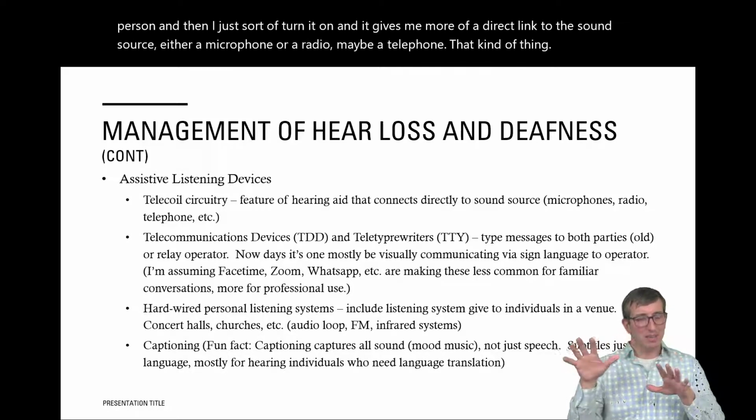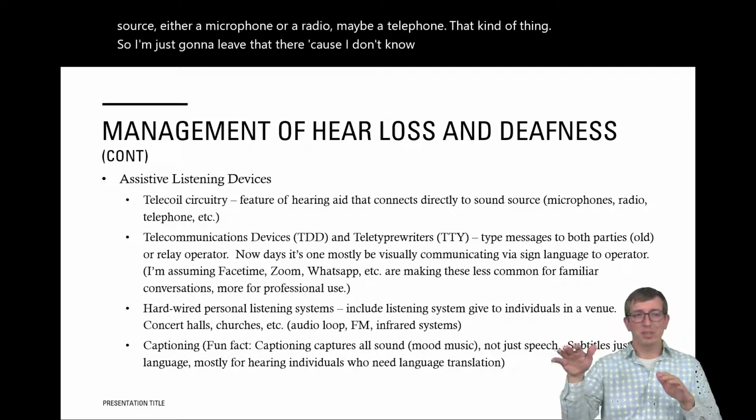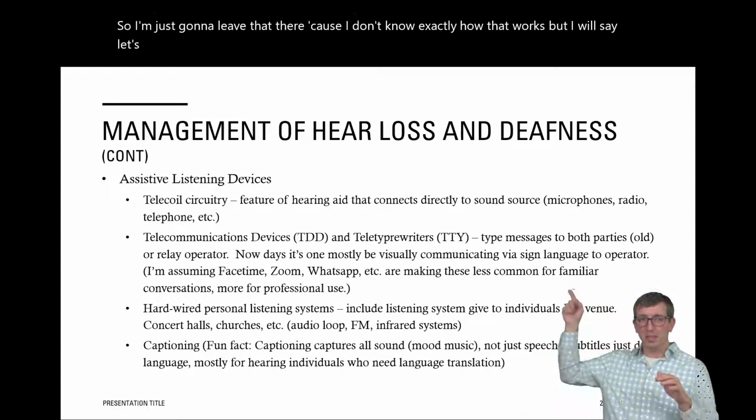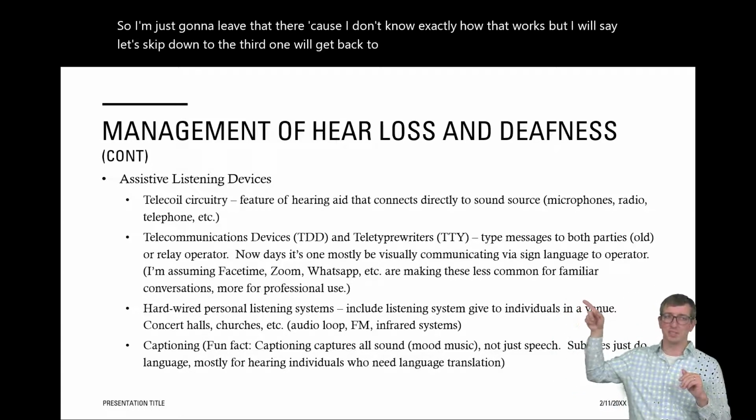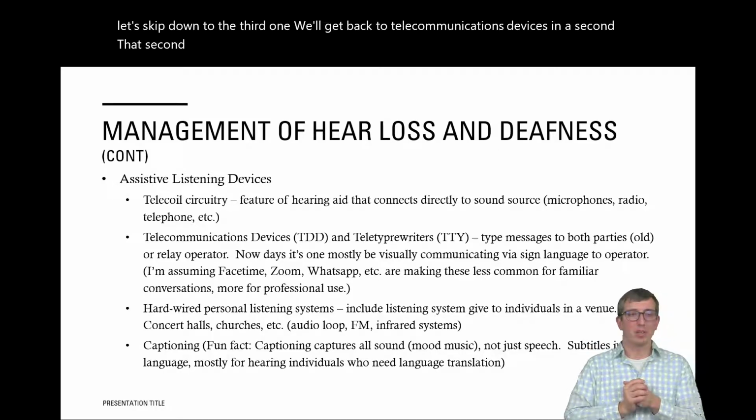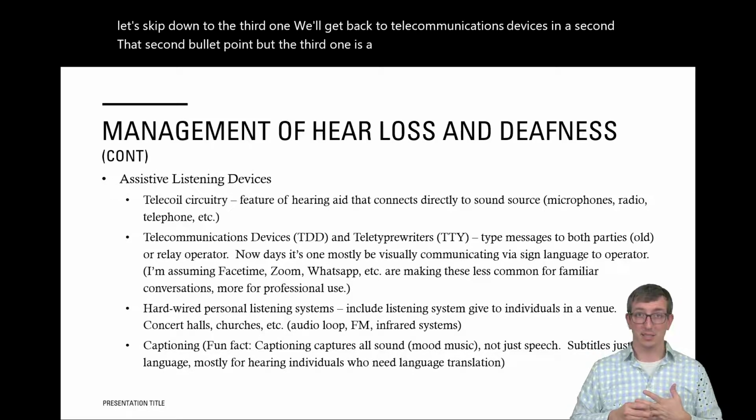So I'm just going to leave that there because I don't know exactly how that works. But I will say, let's skip down to the third one. We'll get back to telecommunications devices in a second, that second bullet point. But the third one is a hardwired personal listening system.